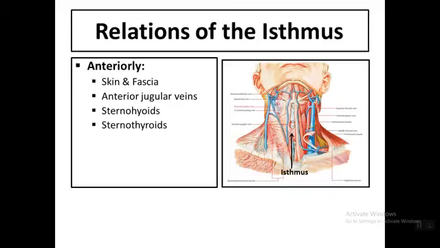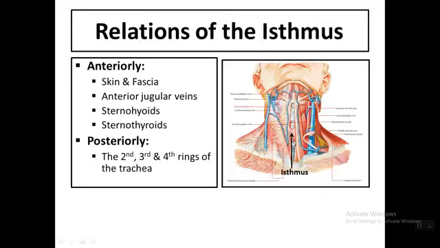We come to the isthmus, the midline part of the gland that connects the two lobes. As we said, anteriorly it is covered by skin, fascia, anterior jugular veins, sternohyoid and sternothyroid muscles. Posteriorly it is attached to the trachea, in front of the second, third and fourth rings of the trachea.